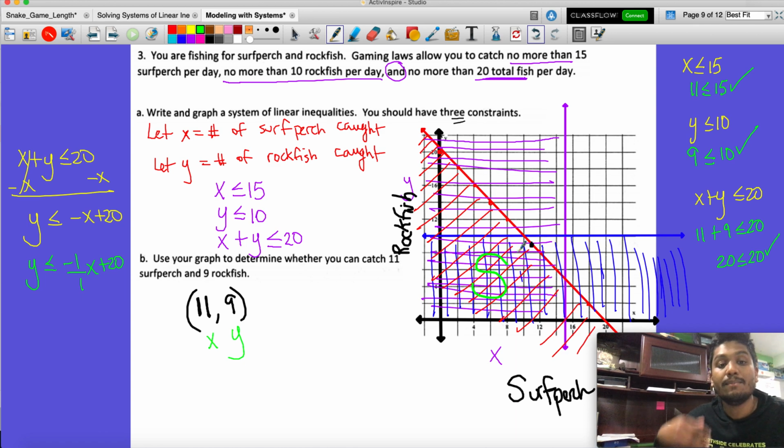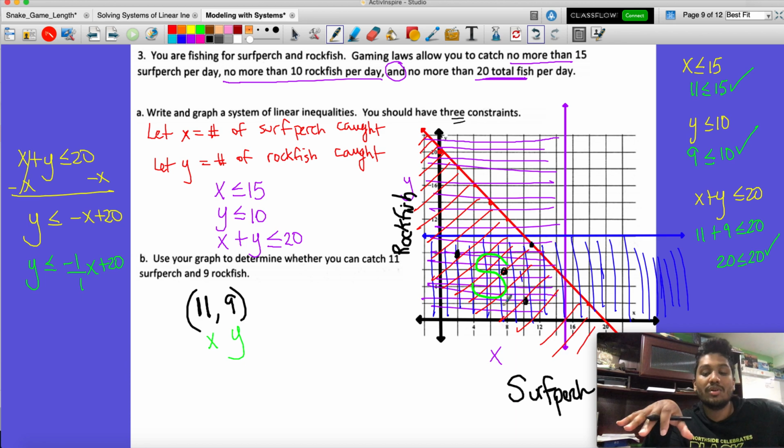He can go out and buy 11 of the surf perch, because his maximum was 15. He can get 9 of the rockfish, that's less than 10. And if he adds them both up, he's still obeying those laws about getting 20 or less. And that's not the only solution. The question wanted us to check this solution, but you could have chosen anything where we have an intersection. That's why I drew a big S. Like this could have been a solution. You see where they all intersect. Anything here could have been a solution.